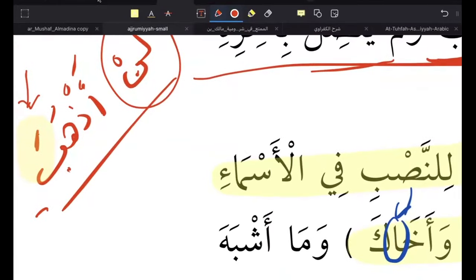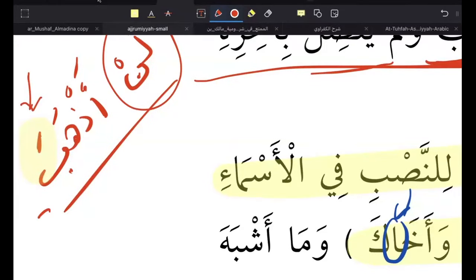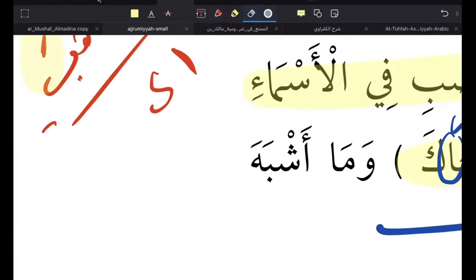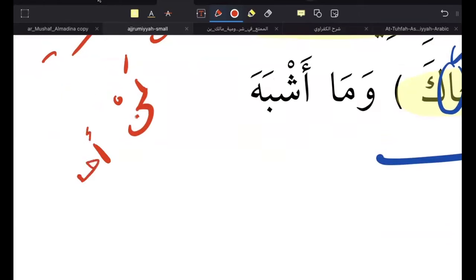Now, with regards to fi'l al-mu'tal, what happens with the weak verbs? The verbs that have alif, waw, and ya. In the nasb state, it's the same thing as the noun. The only time it will be taqdiri is when you have alif, either a stick alif or ya alif, doesn't matter. So for example, you can say lan aksha.